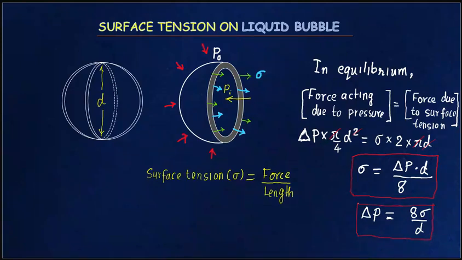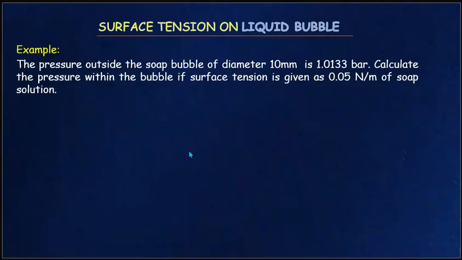Now we'll solve one problem based on this concept so that whatever we have learned from this theory will be more clear. Okay, so let me read the question for better understanding of it. The pressure outside the soap bubble of diameter 10 mm is 1.0133 bar. Calculate the pressure within the bubble if the surface tension is given as 0.05 Newton per meter of soap solution. So we can easily solve this problem with the help of the theory we have understood.